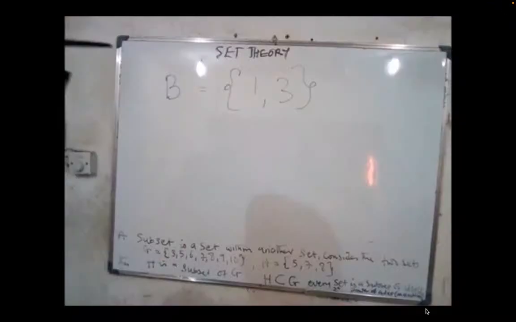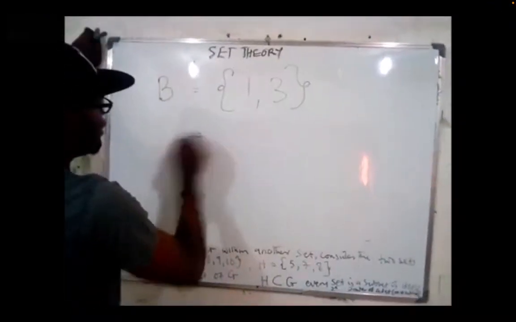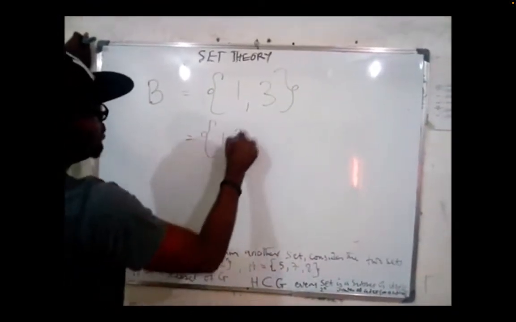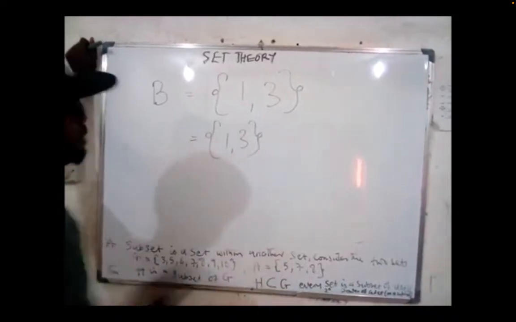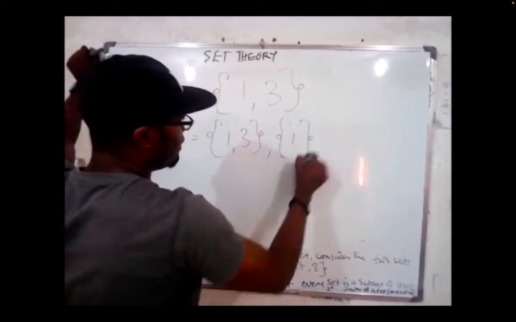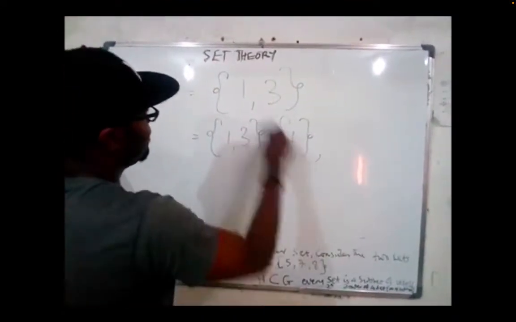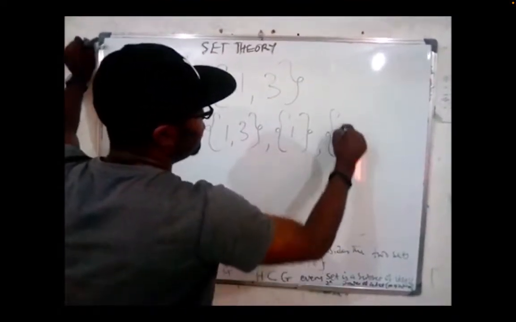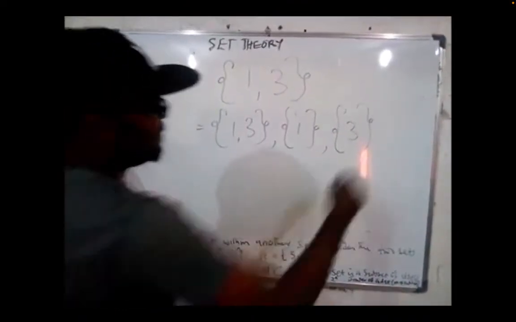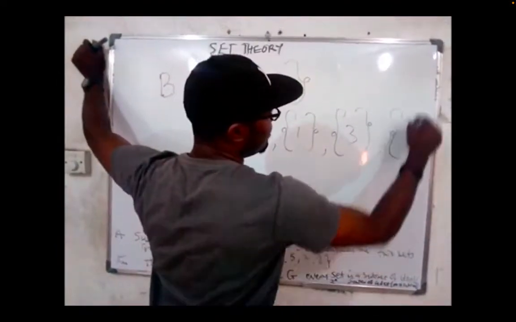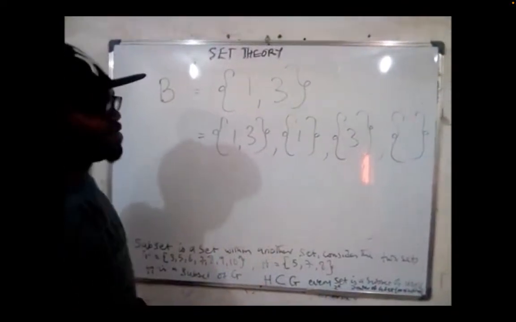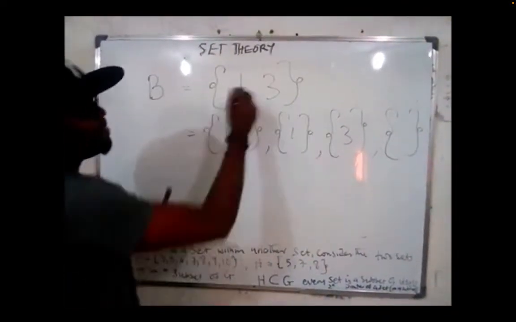A subset is any set that is contained in a set. So we can say that the subsets of B are itself. This is a subset of B. Also, subset 1 is a subset of this because it is contained here. Also, 3 is a subset. And finally, the empty set is also a subset. So whenever you want to get a subset of a given set, these are the subsets.